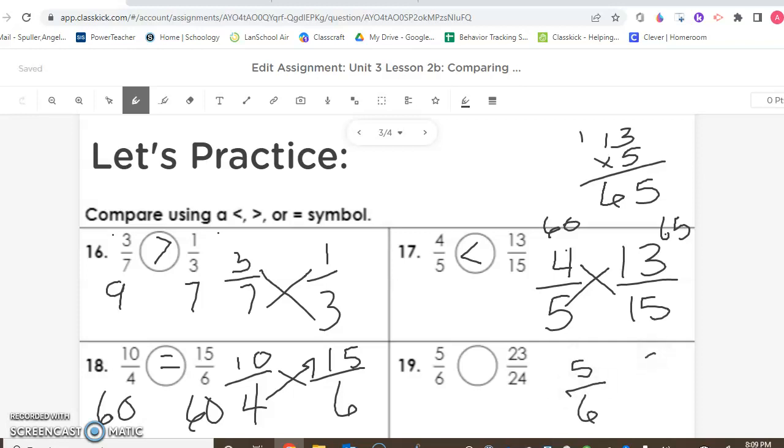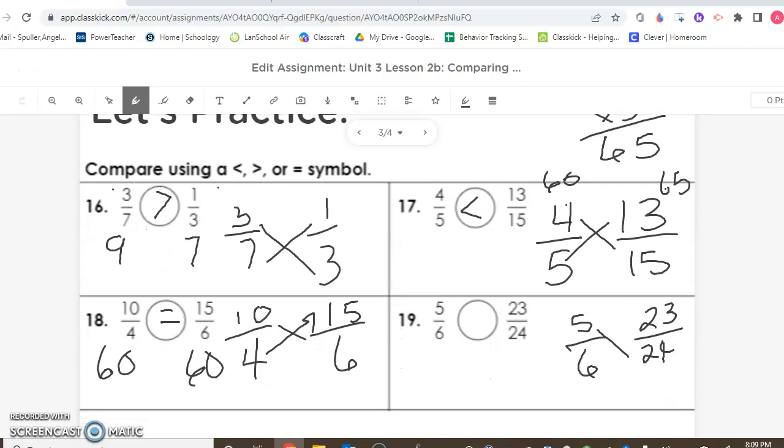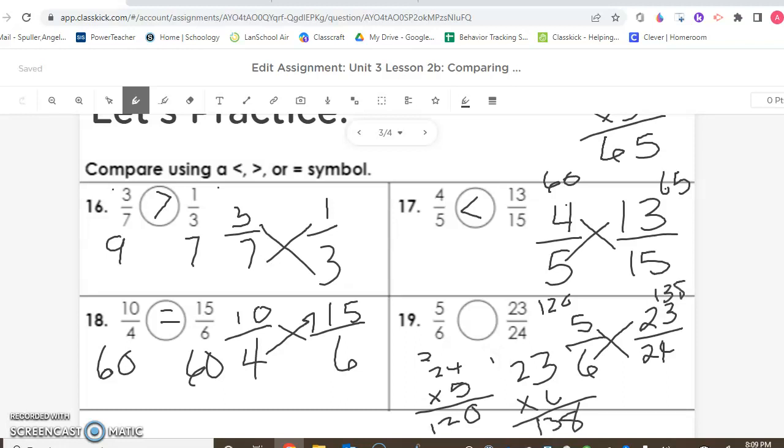5/6 and 23/24, right? Okay, 24 times 5. Well, I don't know that off the top of my head, so let's try it. 24 times 5 equals 20. Carry the 2. That gives me 120. Now, 23 times 6. Well, that gets me 6 times 3 is 18. Carry the 1. 12, 13. So I get 138 over here.